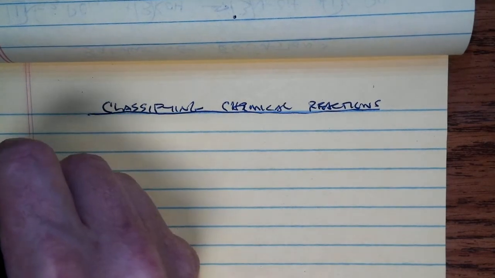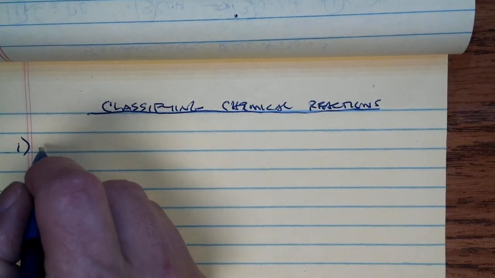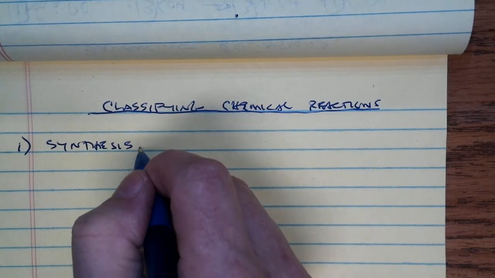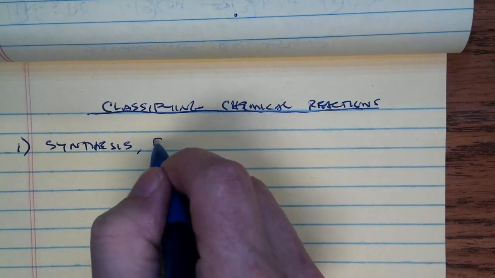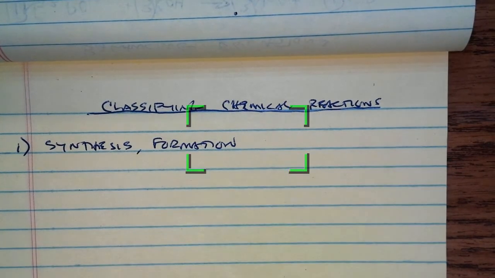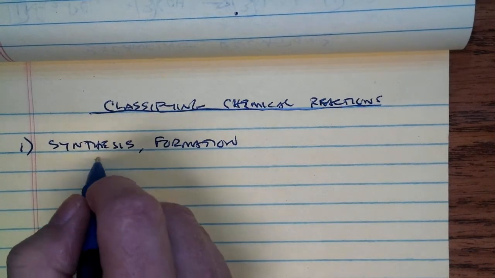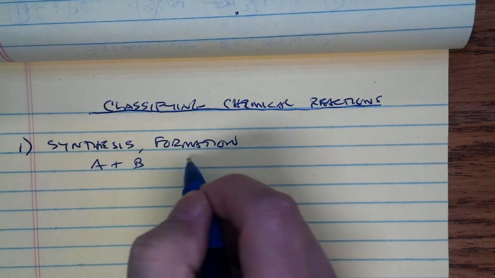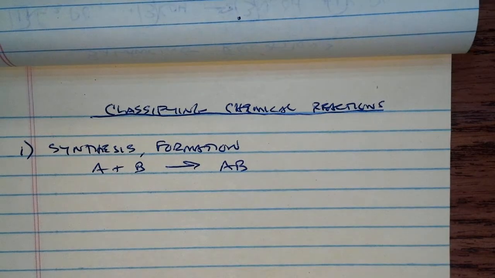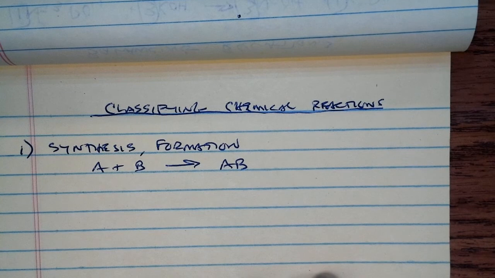And this first one, number 1, will be a synthesis, sometimes called formation. And so we have A plus B comes together to make AB. So they're coming together, they're getting married, and they're going to be together.